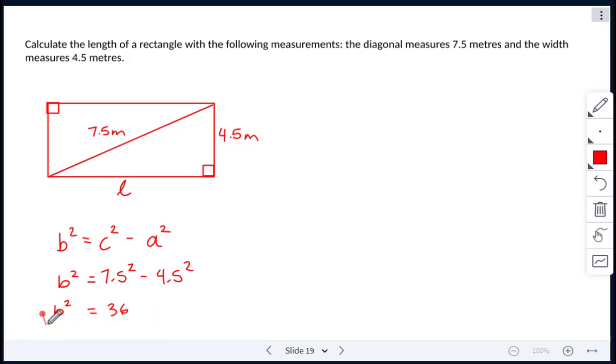Okay, so then we would just take the square root, and we end up with B is equal to 6. So therefore, the length is equal to 6 meters.